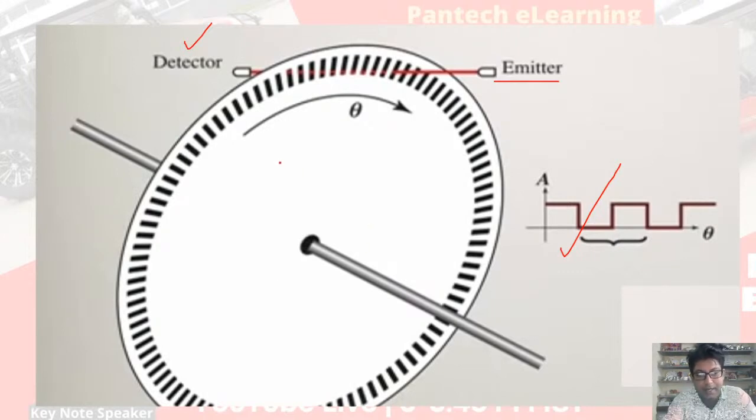and the more speed the disc rotates, the more this waveform will shrink. This means the frequency will increase. From that we can count the RPM. If we know how many holes are there in the disc, then by counting one rotation, that is called PPR, pulses per rotation or revolution.